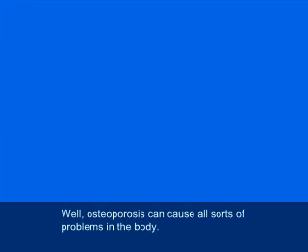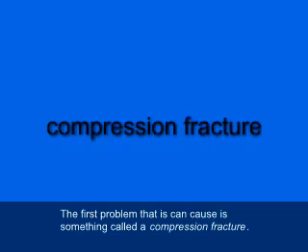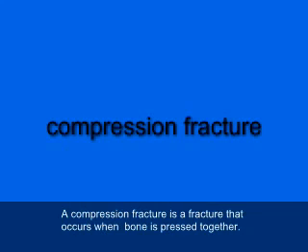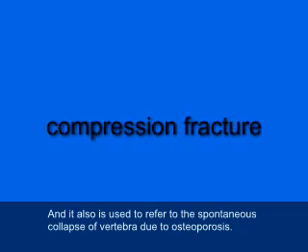Well, osteoporosis can cause all sorts of problems in the body. And the first problem that it can cause is something called a compression fracture. And that's spelled like the regular words, compression, C-O-M-P-R-E-S-S-I-O-N, and fracture, F-R-A-C-T-U-R-E. And a compression fracture is a fracture that occurs when bone is pressed together, and it also is used to refer to the spontaneous collapse of vertebrae due to osteoporosis.